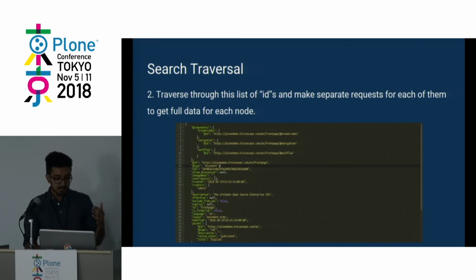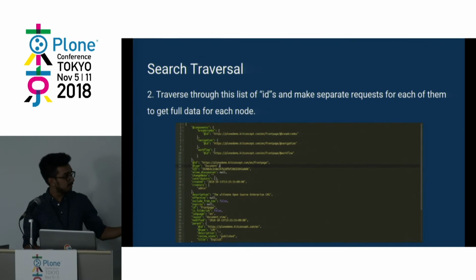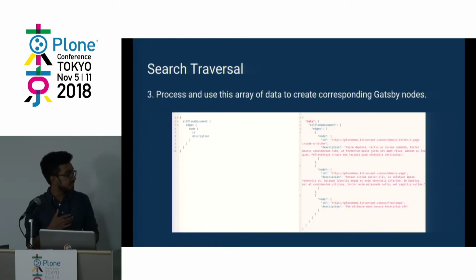If you check, you can see that it has the IDs, which are the URLs. So we save all of them. We go through all of them individually so that we can get the whole data that's available from each content object, and turn this array of data into Gatsby nodes. So this is the 3-step process.